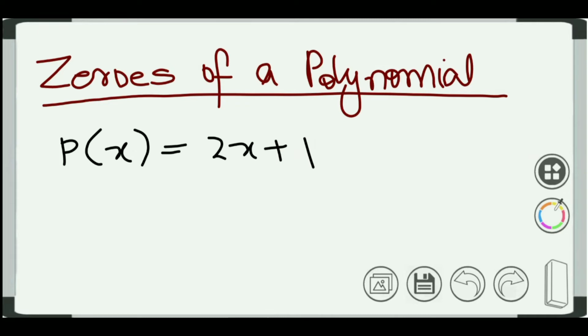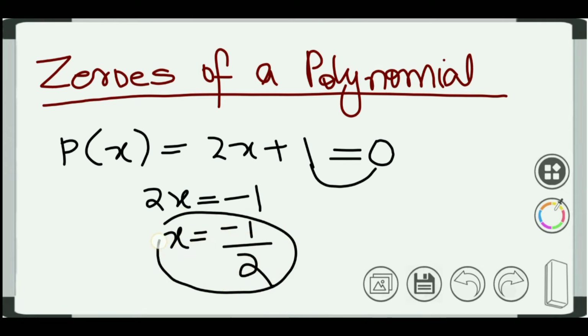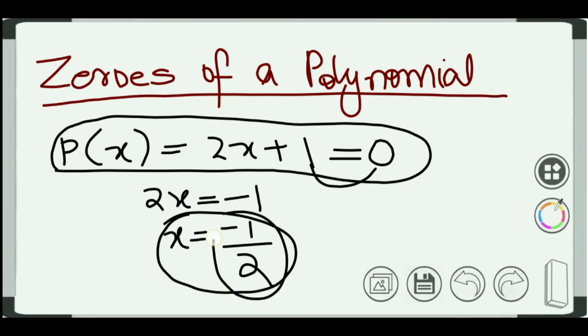What will you do? You will equate it to 0. Then you will find the value of x. So 2x equal to, this 1 will go this side, minus 1, x equal to minus 1 by 2. So at x equal to minus 1 by 2, the whole polynomial becomes 0. So this is the zero of the polynomial.